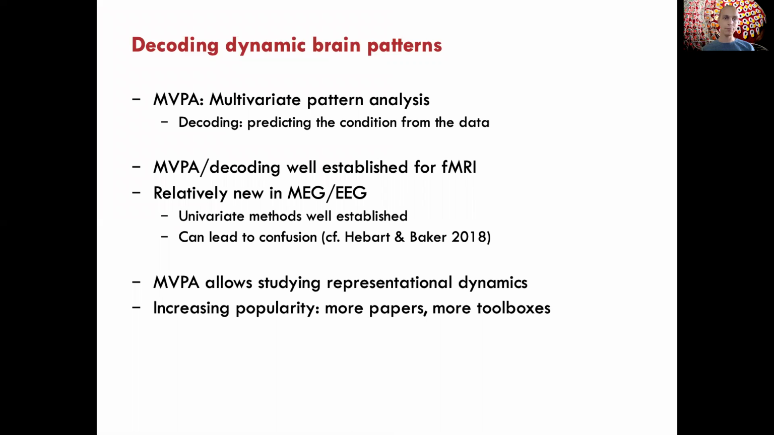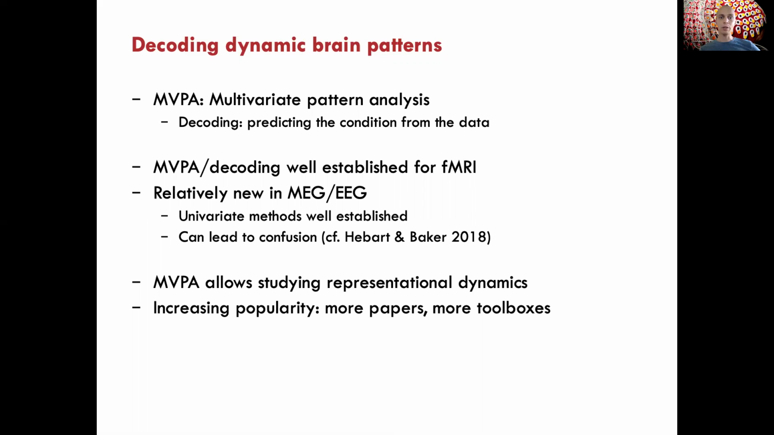In MEG and EEG, on the contrary, the univariate methods are very well established and have been used since the 1970s. And because these methods have been very well established, this can lead to confusion, and I'm going to go into a couple of these sources today.